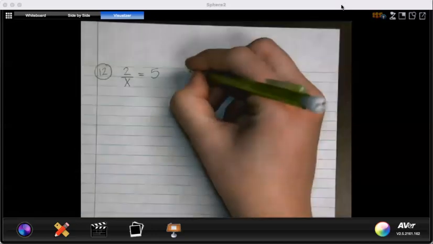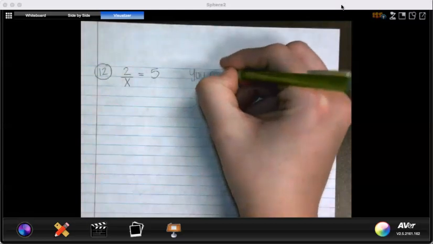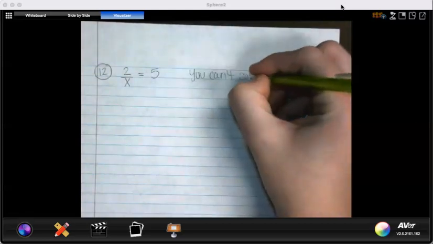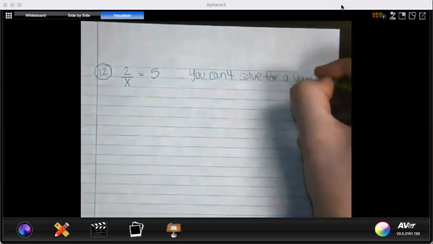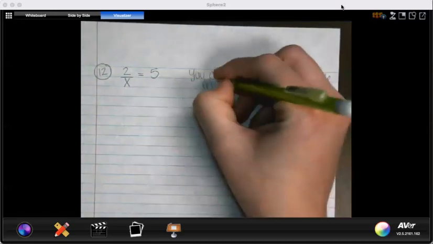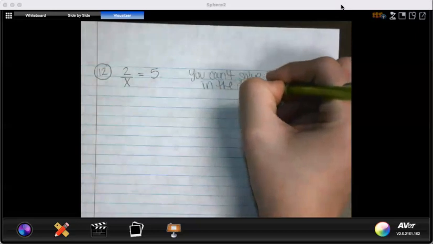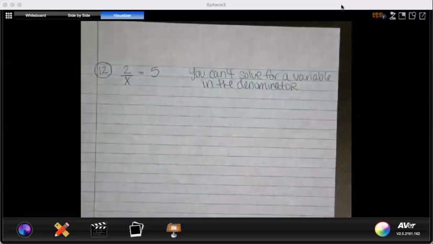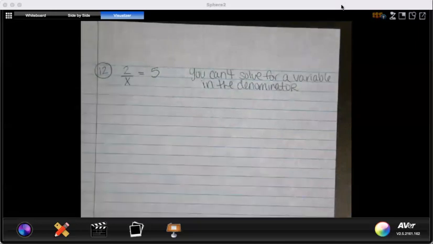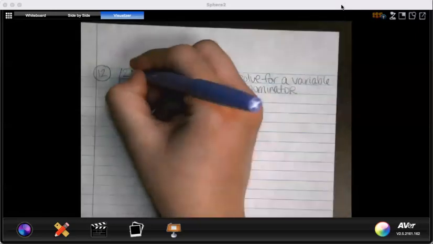So the rule that we want to think about is that you can't solve for a variable in the denominator. The next question you might ask is, how do I get rid of a variable in the denominator? Much like we got rid of numbers in the denominator, because we're dividing by x, the only way to get the variable out is to do the opposite, which is to multiply both sides by x.